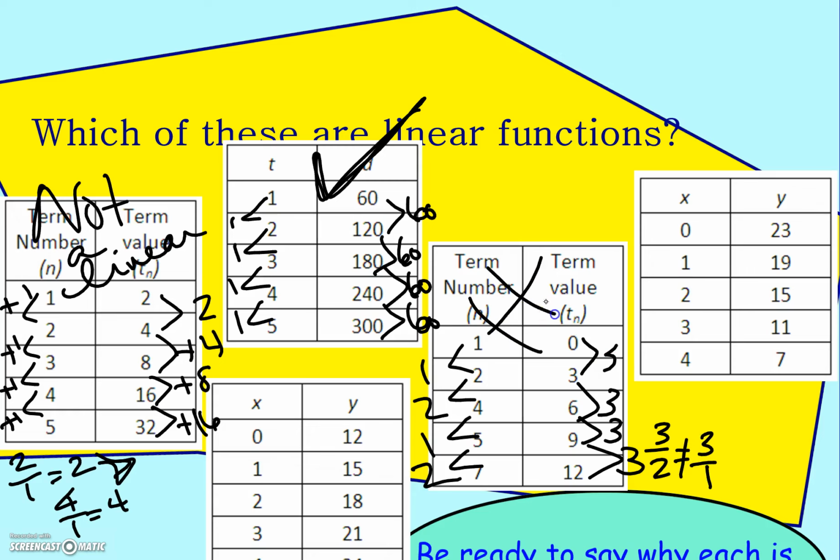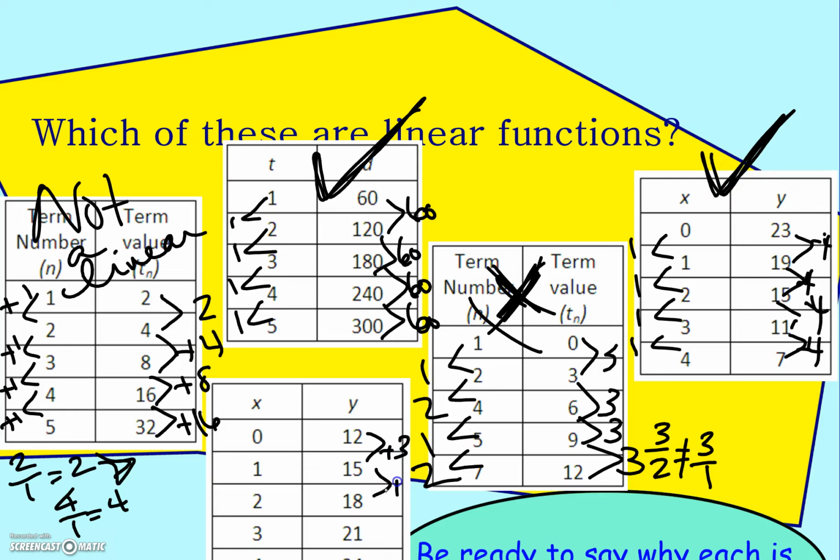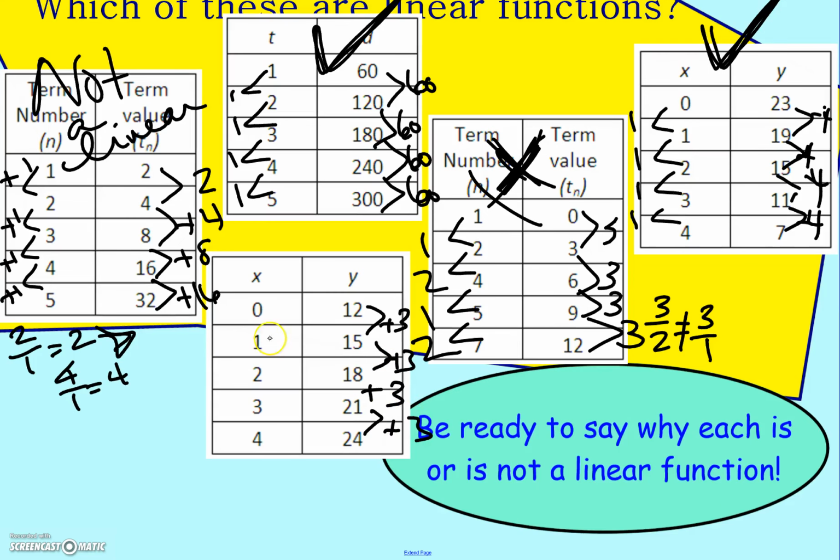So this is not a function. This would be minus 4, minus 4, minus 4, minus 4. And because these are all ones, we know that this is a function because it has a constant rate of change. This would be plus 3, plus 3, plus 3, plus 3, and these are plus ones. So it is a function, or linear function, because it has a constant rate of change.